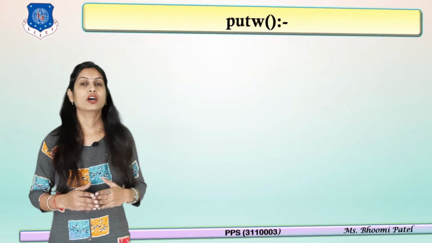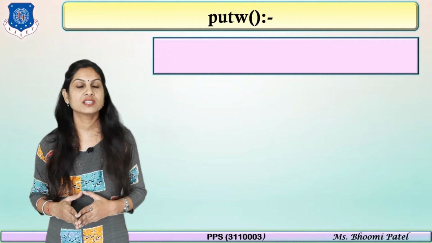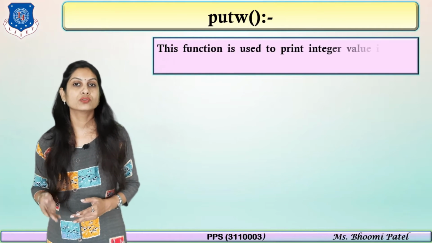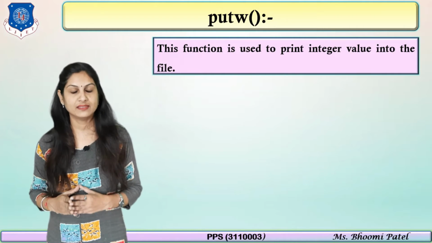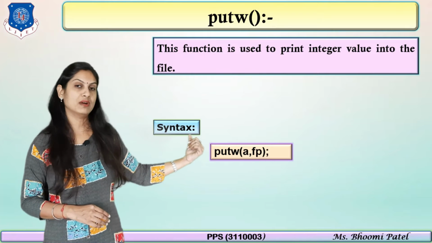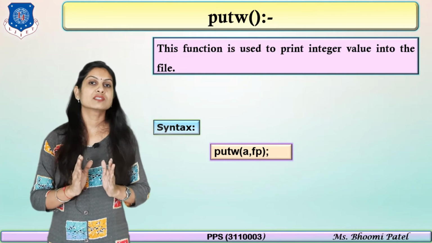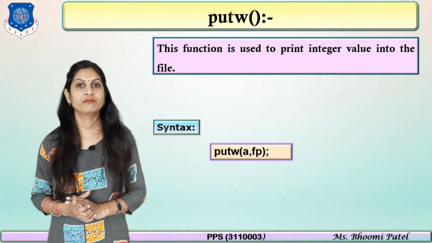Move on to the next topic, that is putw. The putw function is used for what? It is used to write an integer value in our file, and the syntax is the same. putw(a, fp) means a is an integer value that is written in our file fp.